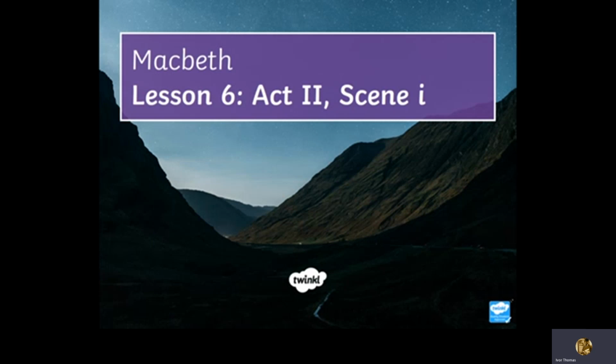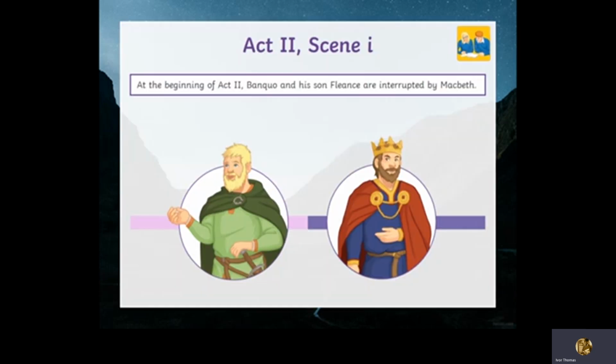So, let's set the scene. We're going to start from about a page in. Banquo and his son Fleance are talking, and then Macbeth arrives. Remember that Banquo has been told that his son, and his son's sons, and his son's son's sons are going to become kings of Scotland. Nothing to do with Macbeth's bloodline.